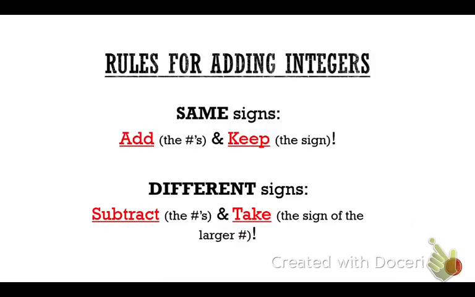As a reminder, we did talk about the rules for adding integers. Sing me the song that we did before. Same sign, add and keep, different sign, subtract. Take the sign of the larger number, then you'll be exact. So that rule tells us same sign, add the numbers, keep the sign. Different signs, subtract the numbers, and take the sign of the larger number.